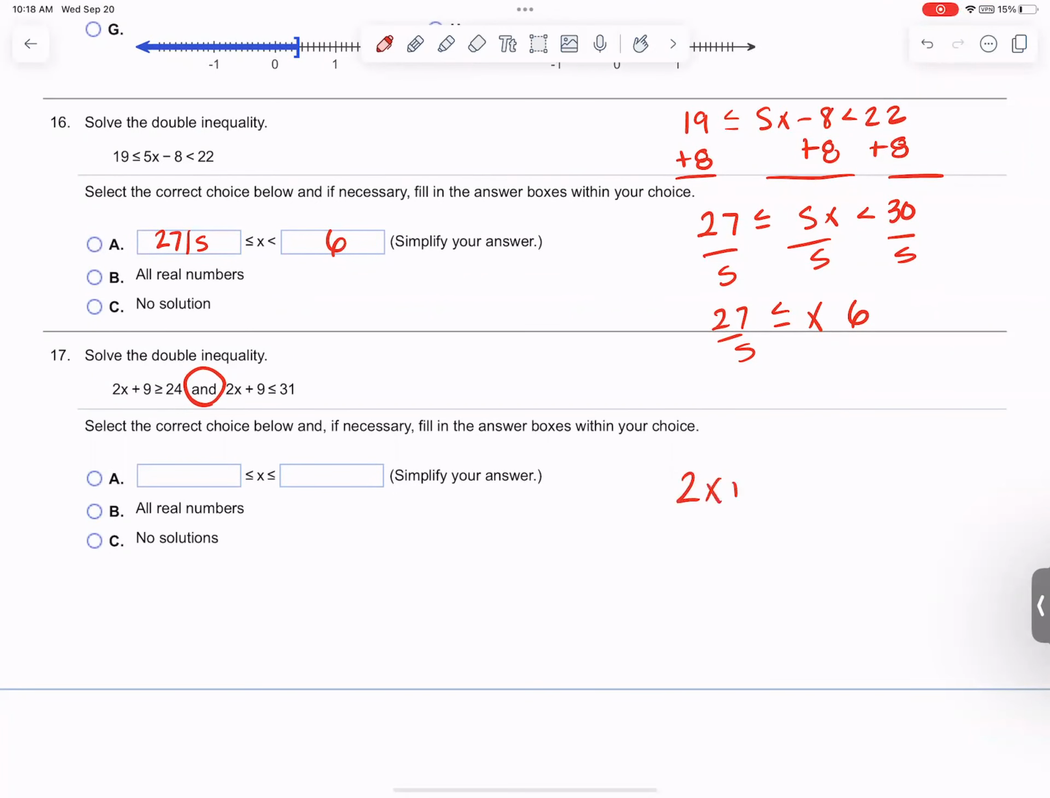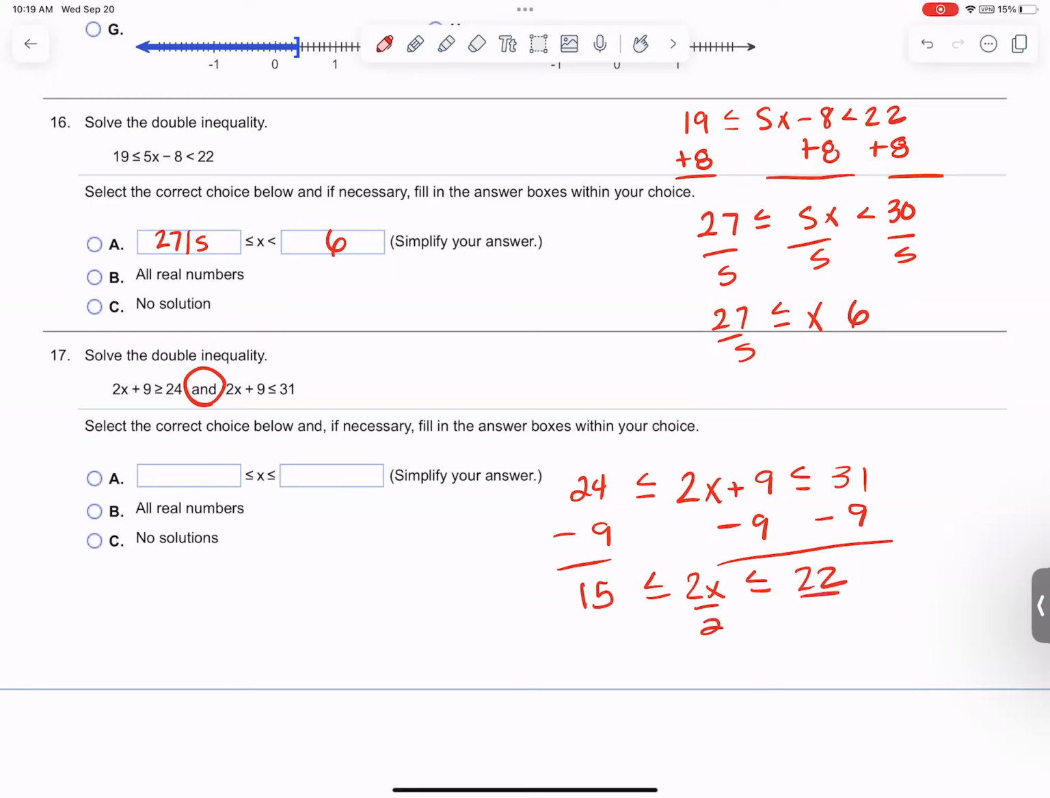So 2x plus 9 is between 24 and 31. If it's greater than 24 and it's less than 31, it's between. So subtract the 9. Is that 13? So this might be a good time since I've got 1 minute left. So this is 15 halves. And 22 divided by 2 is 11.